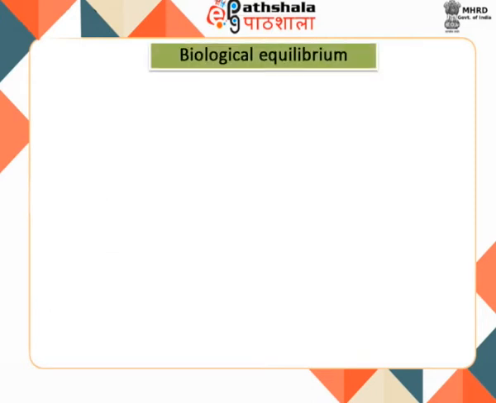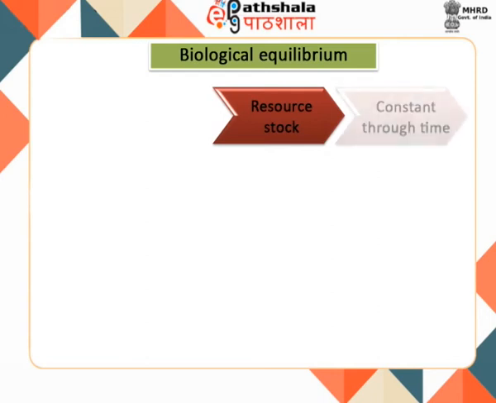Biological equilibrium occurs where the resource stock is constant through time, that is, it is in a steady state. This requires that the amount being harvested equals the amount of net natural growth, G equals H.